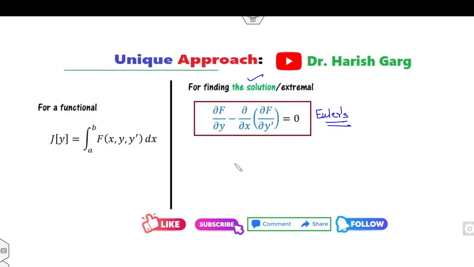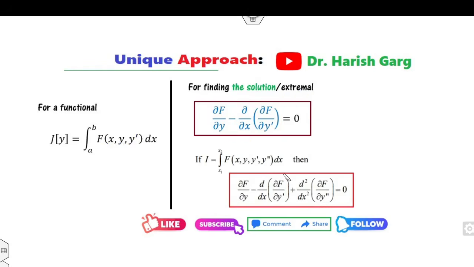This is my Euler equation. After solving this equation, you will get the value of y, and that value of y is called the extremal. This is the first method. But make sure, this is for when the function is dependent on x, y and y dash. If your function is dependent upon higher derivatives as well, then you have to add an additional term, which is defined as the second derivative of this.